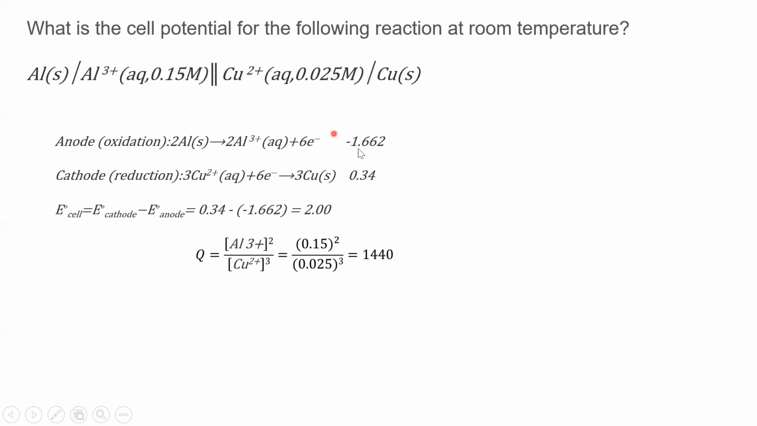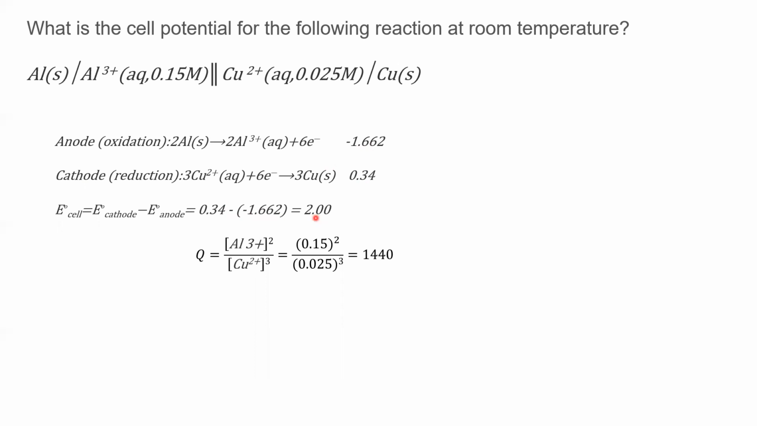We can look up the value on the table for aluminum, and it's negative 1.662. This comes off the reduction potential table. The copper ions are being reduced. Reduction takes place at the cathode compartment. And when we look that up on our reduction potential table, it's 0.34. So if we take the cathode value and subtract the anode value, 0.34 minus negative 1.662 gives us 2.00. Okay, that's the voltage across our cell.